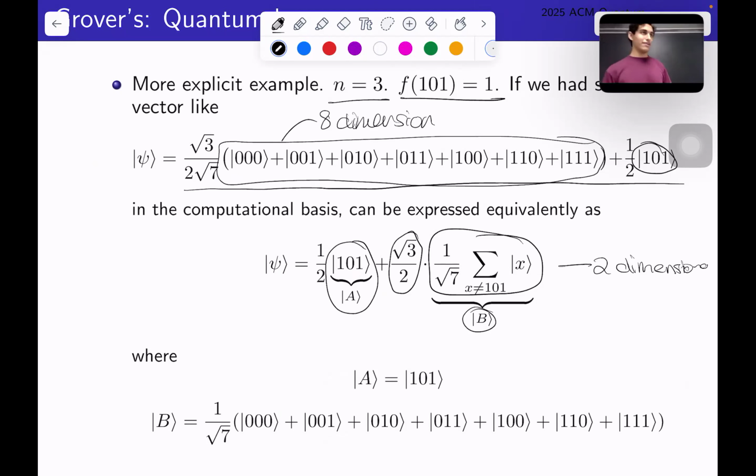And that'll actually give us a nice geometric picture when we analyze Grover's algorithm. So we'll be doing that a lot. Questions on that? That's a fundamental thing.